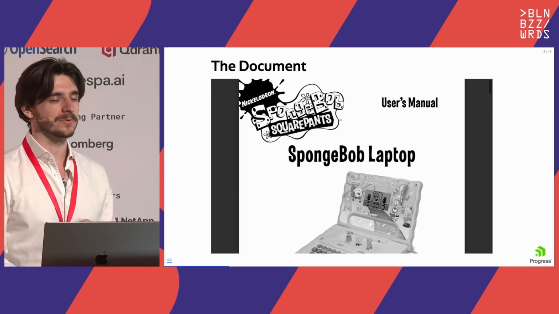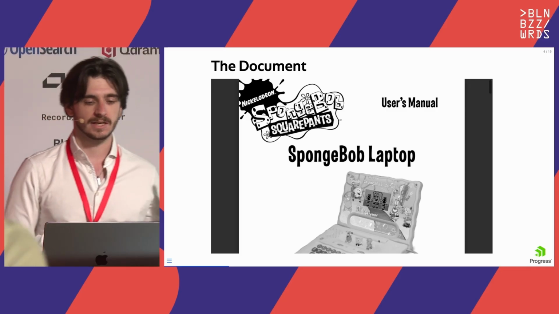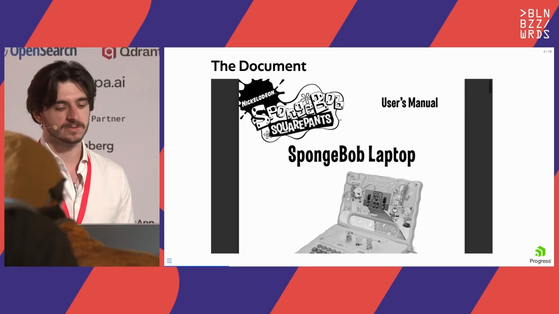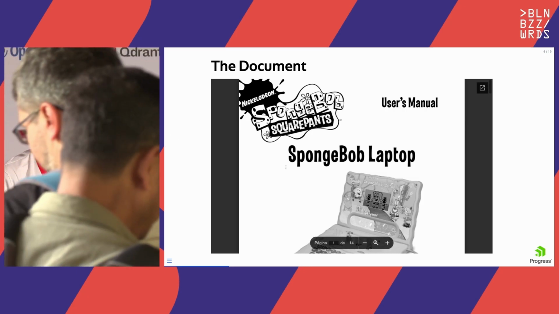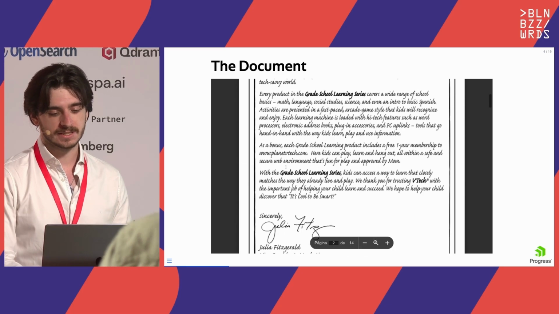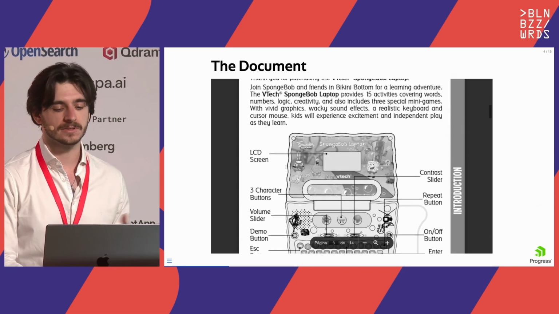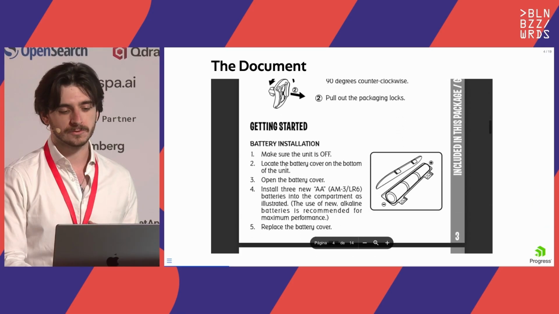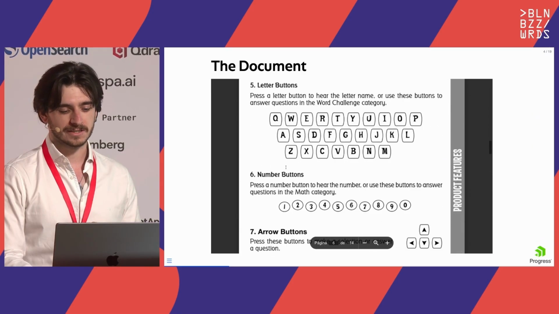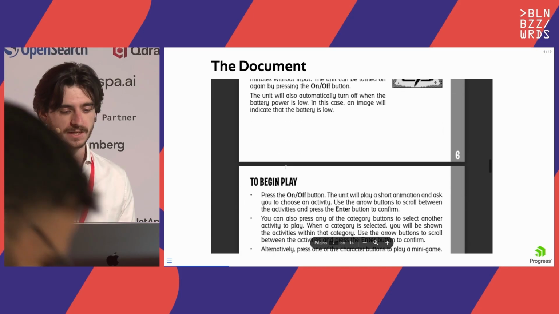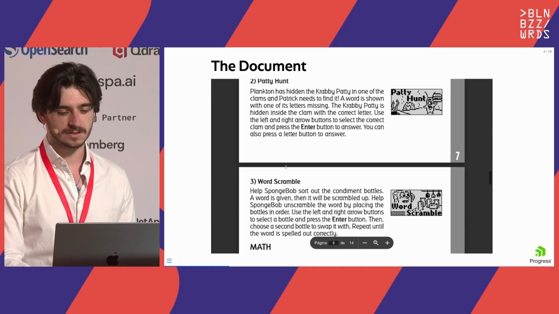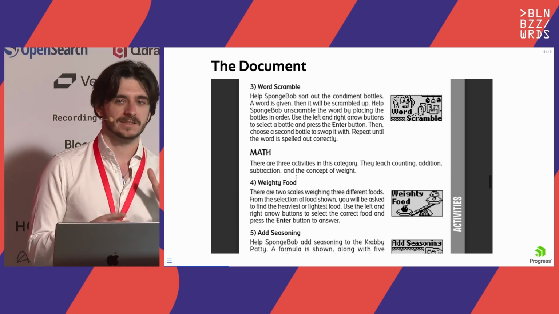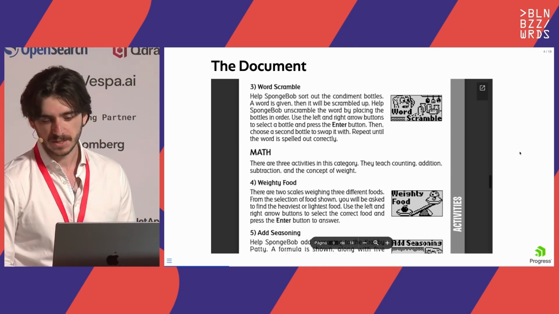Then moving on with the example document I'll be using. It's a super technical document about a very complex device, which is the SpongeBob laptop from Nickelodeon. It's about 14 pages, fairly simple text. Here you can see the specs, like the 64 gigabytes of RAM, all that good stuff. And then you also get some information about the games you can play on it. I'll draw your attention to this one right here, the Weighty Food game, which we'll be using to test a bit how this approach works.